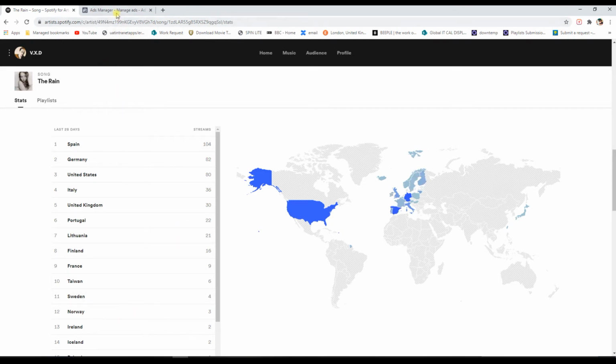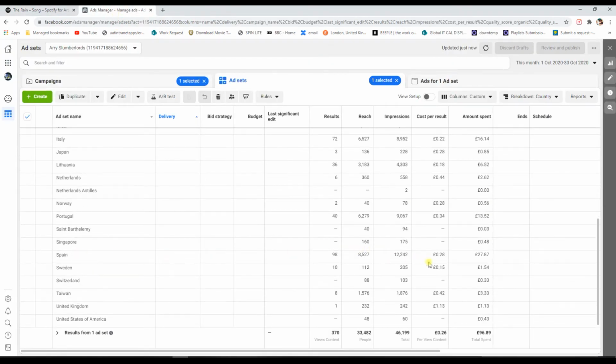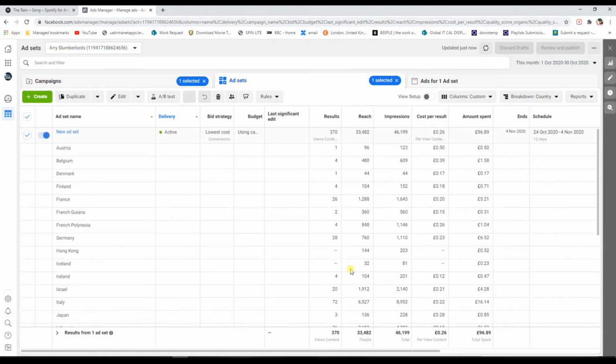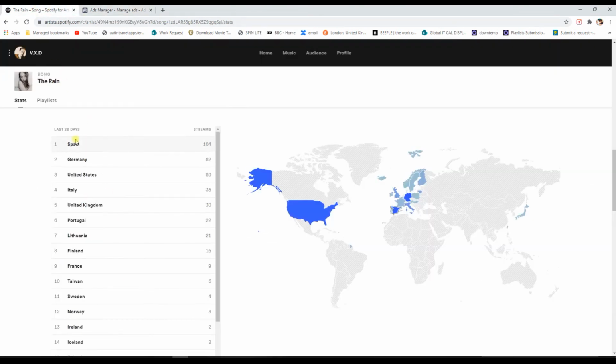It's probably because Spain is probably the cheapest. Let's have a look. Spain's probably the cheapest. Actually, it's not even that cheap, but it's pushing it out to Spain. So there must be a reason why Facebook is pushing it out to Spain, but in terms of reach, it's getting to Spain more than the other countries. But that's fine. I don't mind it going to what I would call the first world countries.